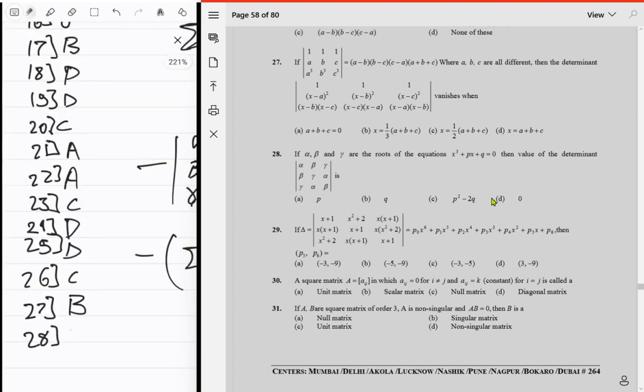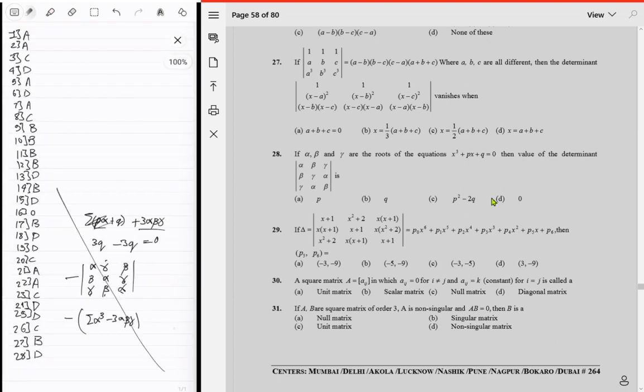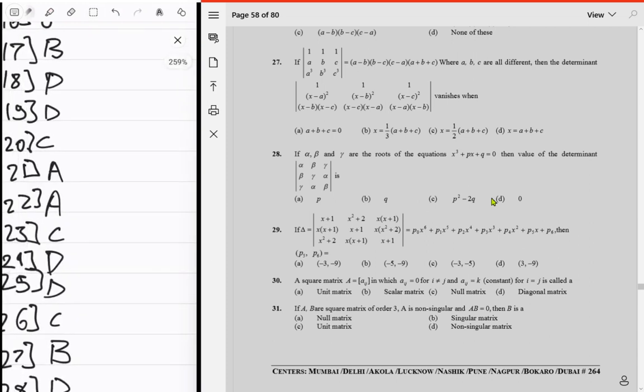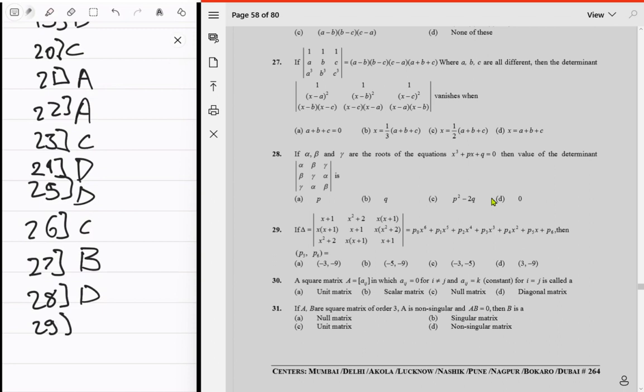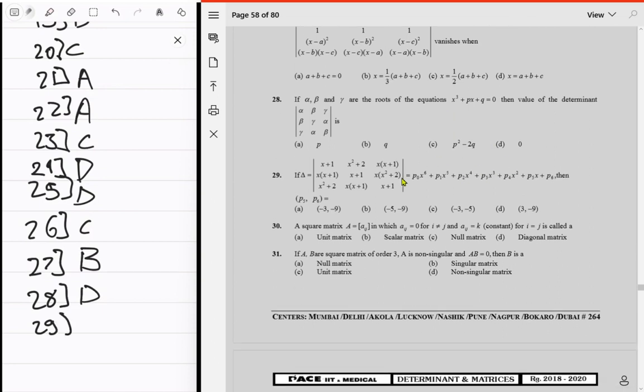Next question, 29. If delta equals this thing, it's a polynomial. Then P5, P6 is. So what do you want? You want this and that, right? Interesting. So the linear term and the constant term. Well, the constant term is easy to find. Just put 0 over there. Negative 9 is supposed to be the constant term most likely. We'll try to find the linear term somehow.